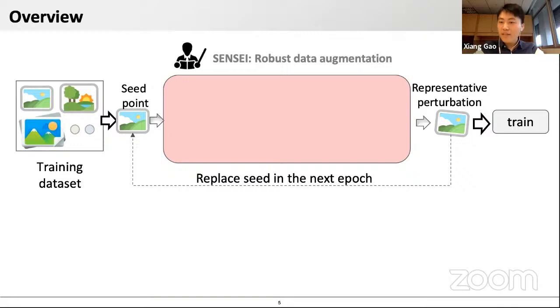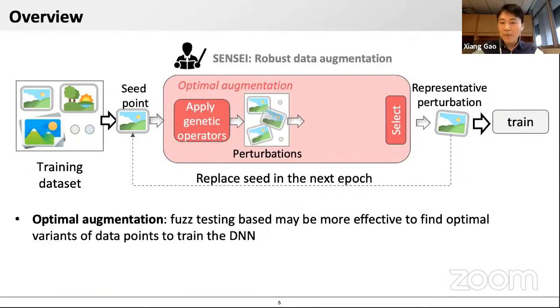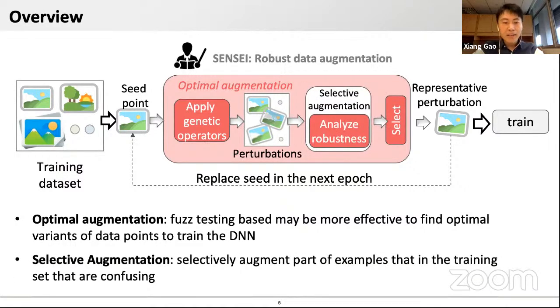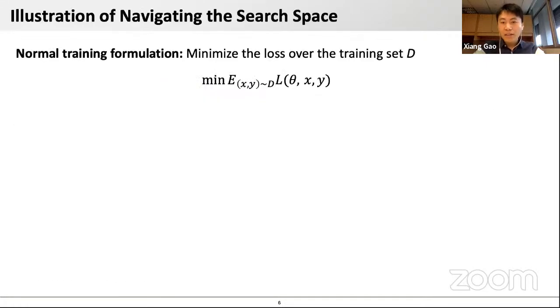Our data augmentation is composed of two main components. The first component generates representative perturbations by first generating a population of perturbations and selecting the most interesting ones among them. The second component is selective augmentation. In order to improve the efficiency of data augmentation, our insight here is that not all data points in the training dataset are difficult to learn. We may selectively augment parts of the examples that may confuse the model. Now let me give more details of those two components.